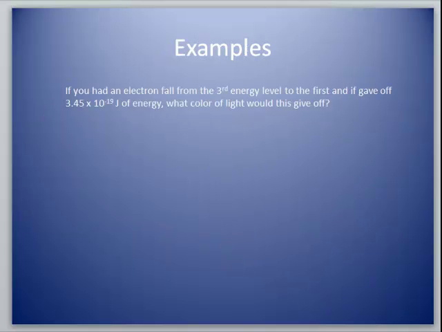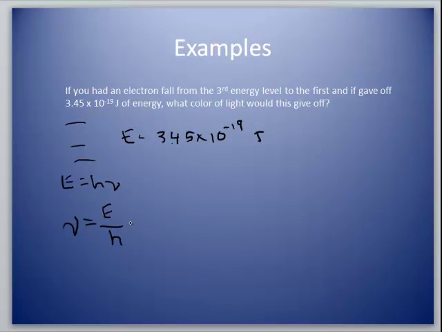So for example, let's say you have an electron fall from the third energy level down to the first, and it gave off 3.45 times 10 to the negative 19th joules of energy. So its energy is equal to 3.45 times 10 to the negative 19th joules. What we can do then is we can calculate its frequency by rearranging the equation. Frequency is equal to E over h. So let's do that.